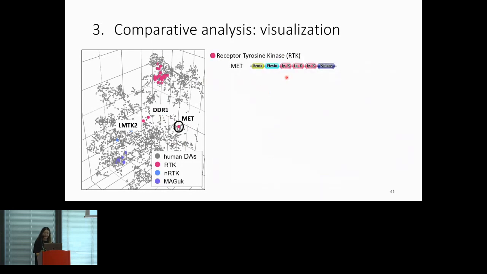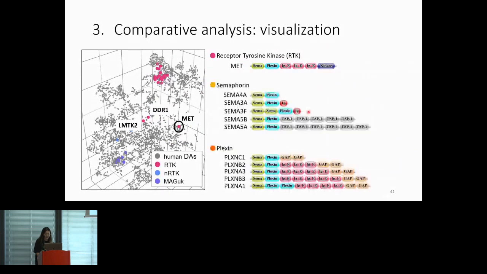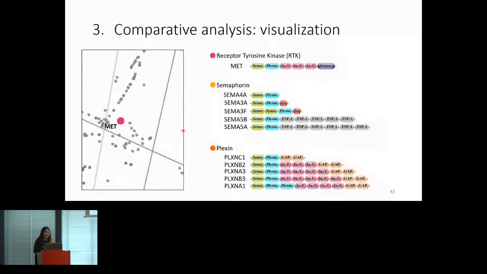And here you see it again. I have highlighted those domains in green, blue, and pink. These domains are unique within the RTK family, but there are actually two other families that have the SEMA and plexin domains, and they are the semaphorin family and plexin family. We can use the embedding to ask, what is the relationship between MET and these two families? If we zoom in to the neighborhood of MET, does it cluster with semaphorin and plexin? Well, yes, indeed, MET is tightly clustered with plexins, and they are very close to the semas.